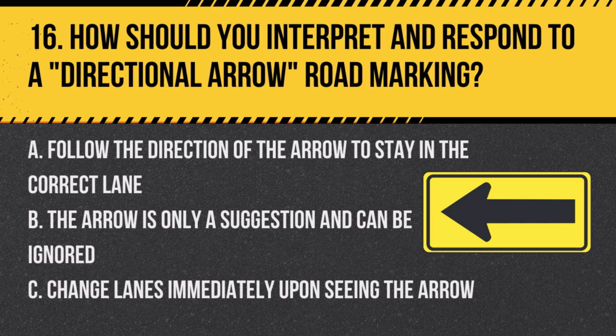A. Follow the direction of the arrow to stay in the correct lane. B. The arrow is only a suggestion and can be ignored. C. Change lanes immediately upon seeing the arrow. Answer. A. Follow the direction of the arrow to stay in the correct lane. Directional arrows guide drivers to ensure they are in the correct lane for their intended route.